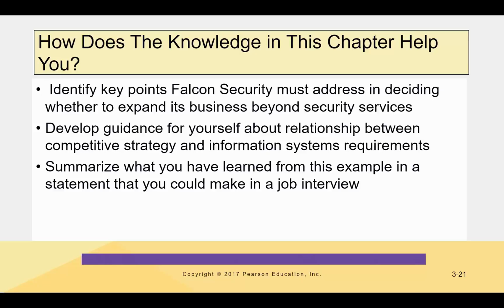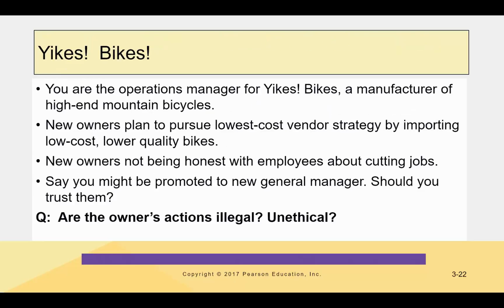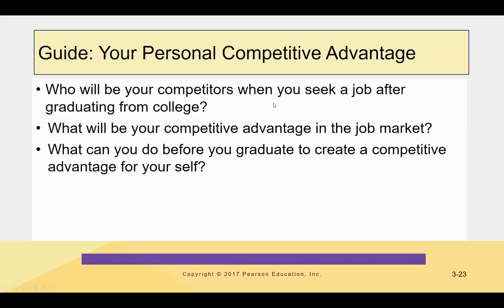So how does the knowledge in this chapter help you? Well, understanding the business processes and the way they relate, competitive advantage, is what I really wanted you to understand with this right now. Please understand competitors. Who will be your competitors when you seek a job after graduating from college? The rest of your students will be your competitors. You're going to go out to jobs, and a decent job will have 25 or 30 people apply for that job. So you're going to have to set yourself above.